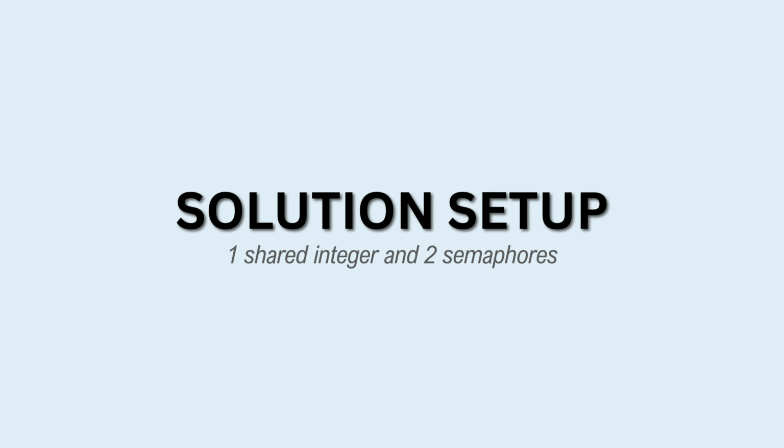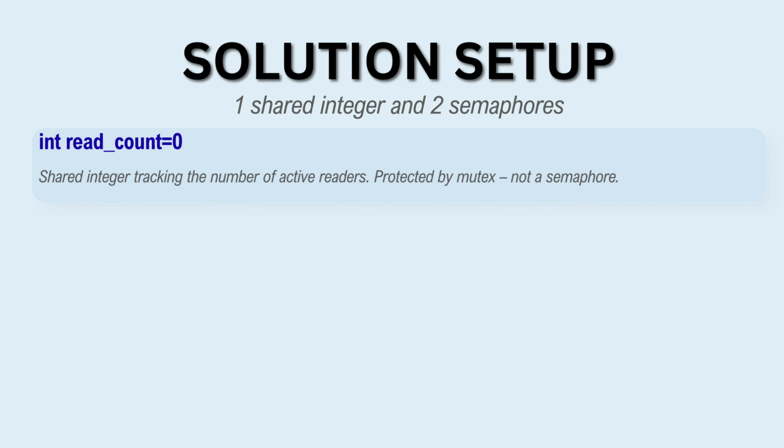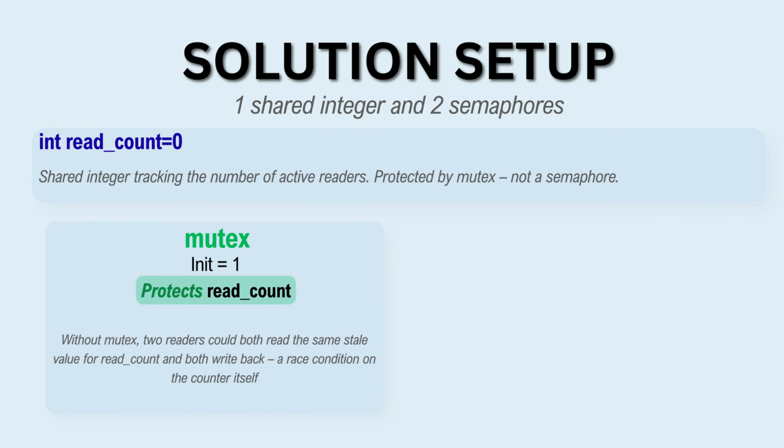The solution uses one shared integer and two semaphores. Read count, starting at 0. This is a plain integer, not a semaphore. It tracks the number of active readers. Mutex, initialized to 1. This protects read count. When multiple readers arrive simultaneously, they all try to increment read count. Without a mutex protecting it, two readers could both read the same stale value and both write back, a race condition on the counter itself.